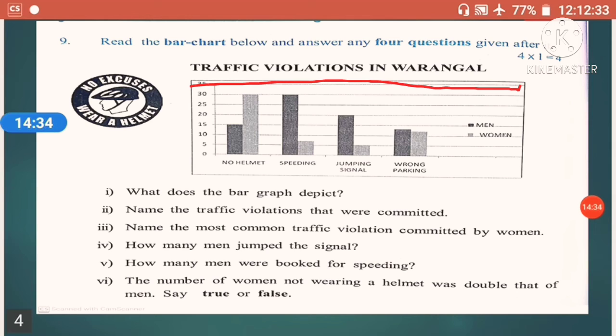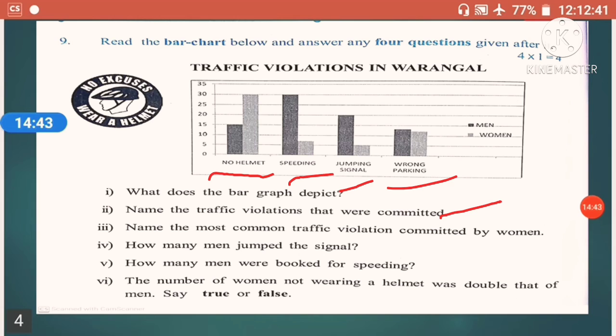Now let's move to our second question. Name the traffic violations that were committed. There are many violations. Here, as per the graph, there are 4 violations. One is no helmet, the second one is speeding, and the third one is jumping signal, and the fourth one is wrong parking. So these are the violations that were recorded in Warangal.